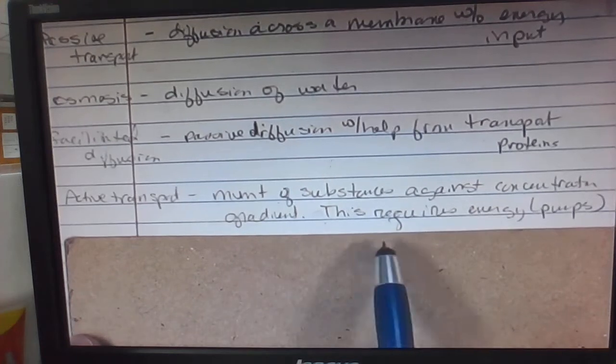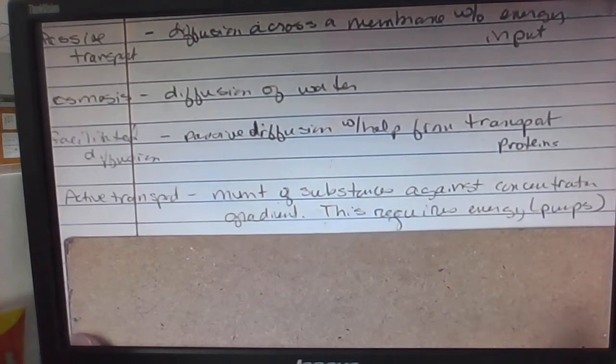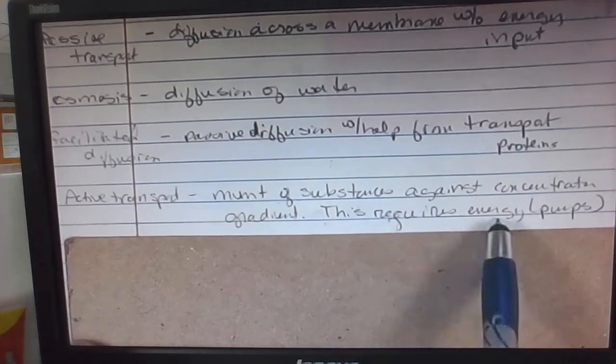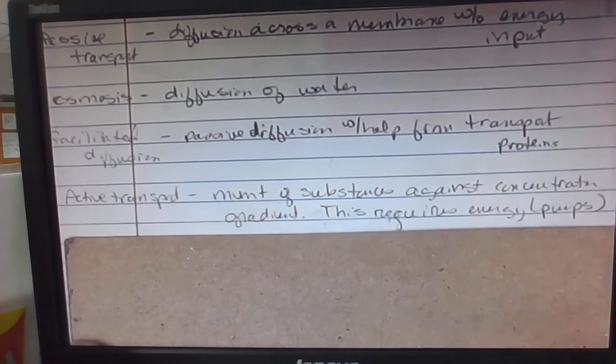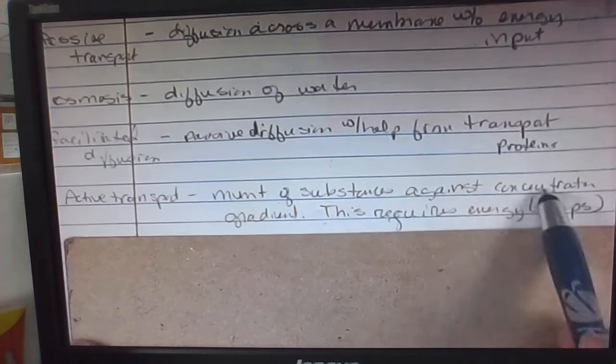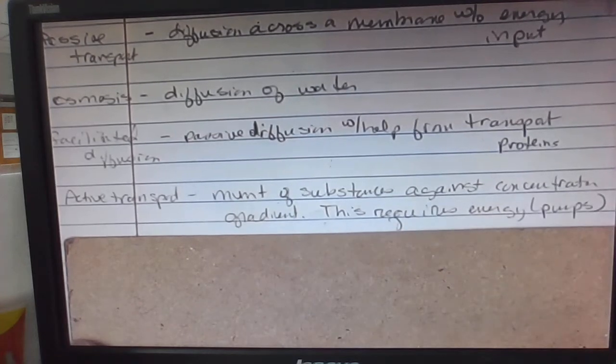So for example, I have my doors open, but I have students that don't want to come into class. So I have to go outside and grab the students and literally drag them into the classroom. That's the energy that I'm expending to move something against its concentration gradient. It doesn't want to move from outside the class to inside the class.